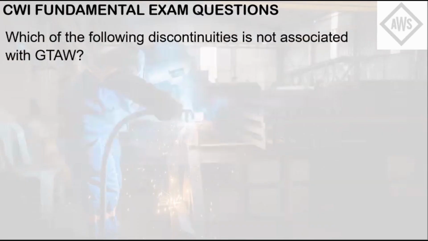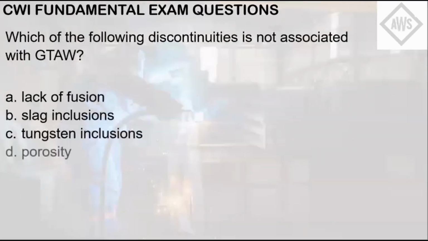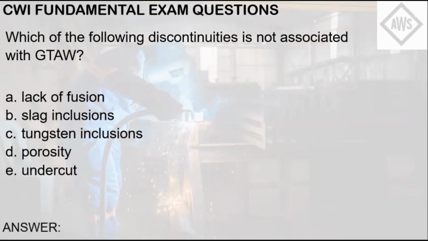Which of the following discontinuities is not associated with GTAW? A. Lack of fusion. B. Slag inclusions. C. Tungsten inclusions. D. Porosity. E. Undercut. All of the discontinuities mentioned above can happen to GTAW except slag inclusion, letter B, since GTAW is very much a clean welding process with little to no slag produced during the welding process. The answer here is letter B.